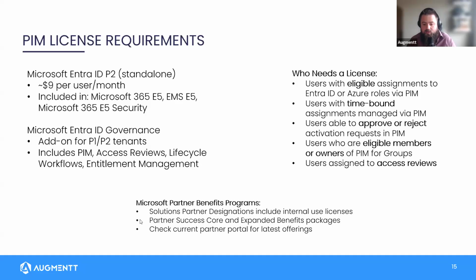The one thing to call out, I've heard this from a number of MSPs: I believe that with your partner benefit program, you get a number of E5 licenses included. I can't speak to exactly how many, but I think it's between 25 and 35 licenses. So check in your partner center for your benefits there, and make sure you use them. Microsoft is giving this to you as a way to get you familiar with these features to be able to sell them as a value for your customers.